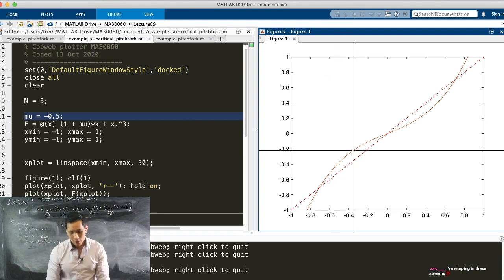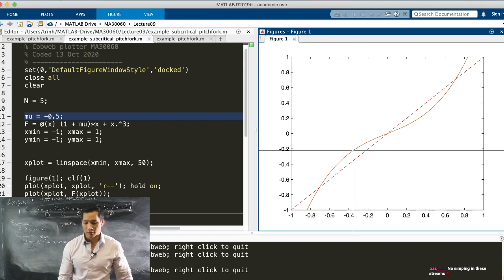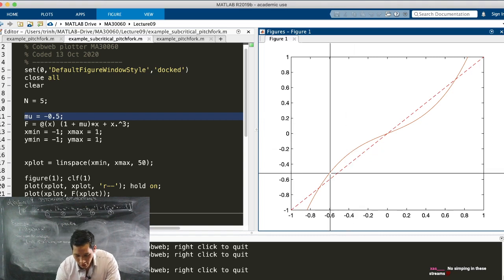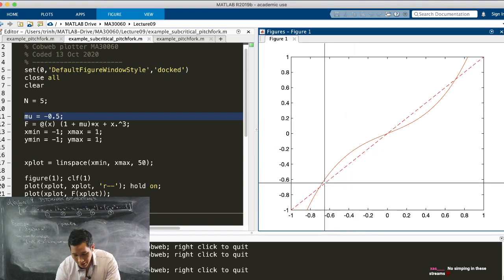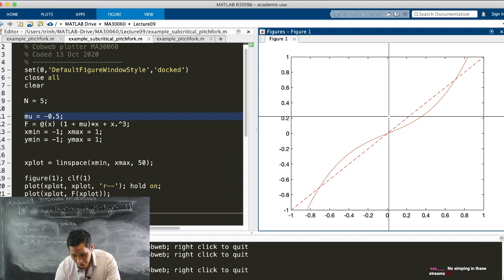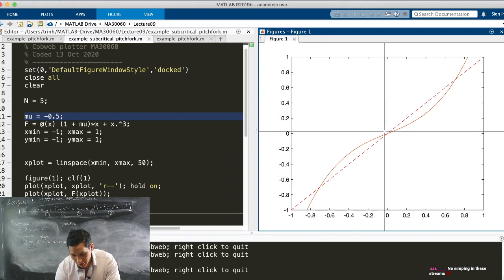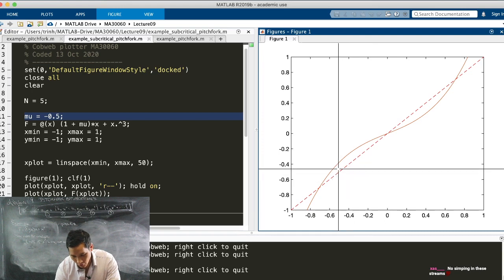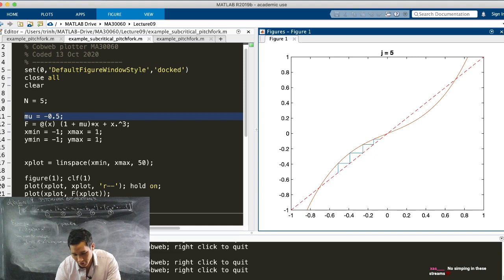Now when mu is less than 0, you'll notice you have 3 fixed points rather than 1 fixed point. The gradient on the left one is steep, so you're expecting this to be unstable. The gradient at the origin is shallow, so you're expecting that to be stable. So if I click my mouse somewhere here, you're going to move away from the left fixed point and move towards the center one.